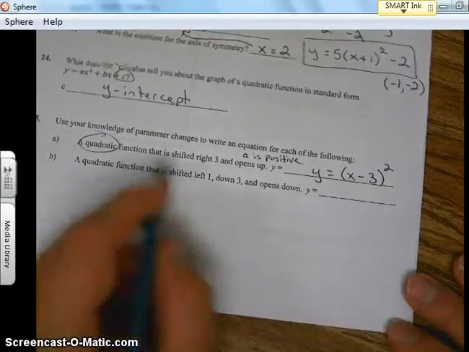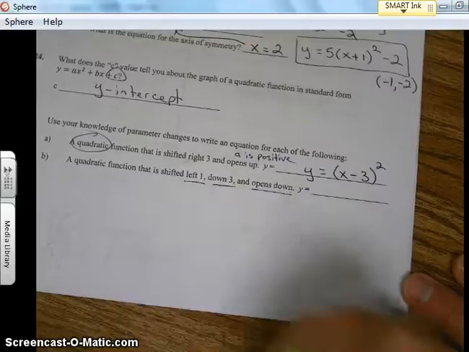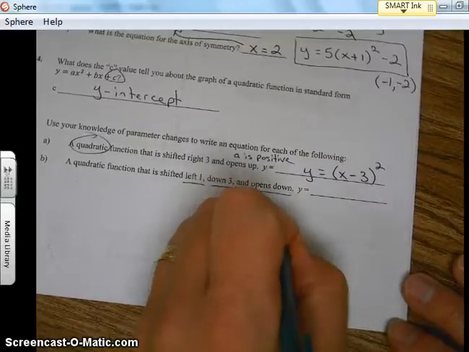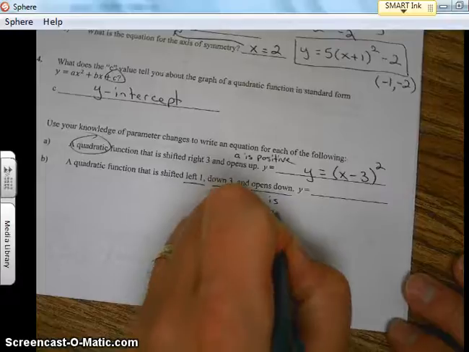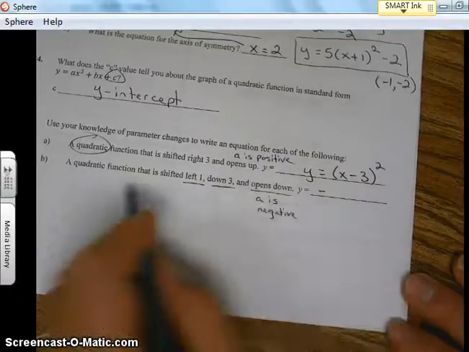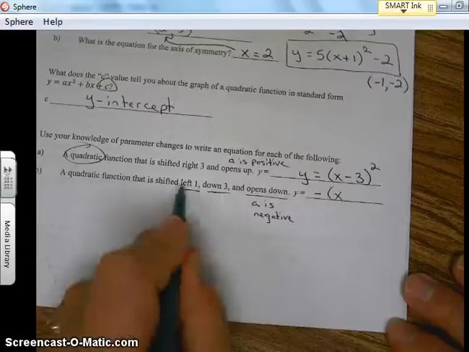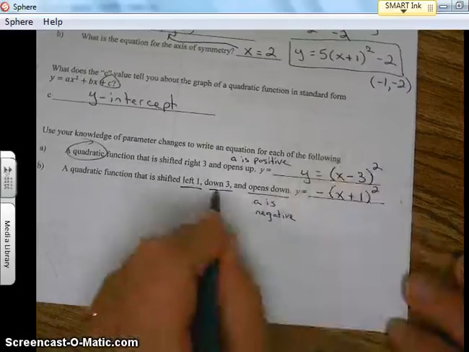Shifted 1 left, down 3, and opens down. So that means my a value is going to be negative. So we're going to have a negative, and then the x is left 1 and down 3.